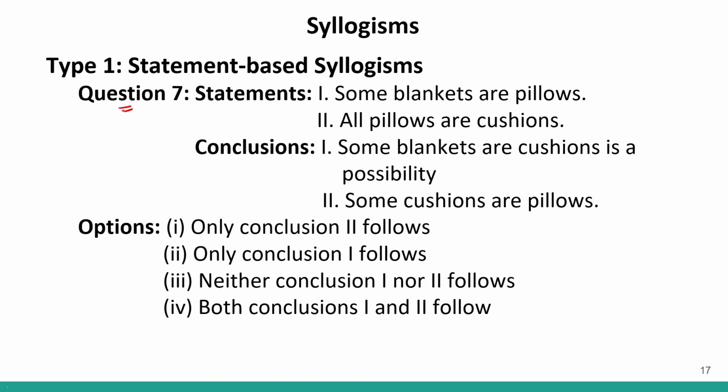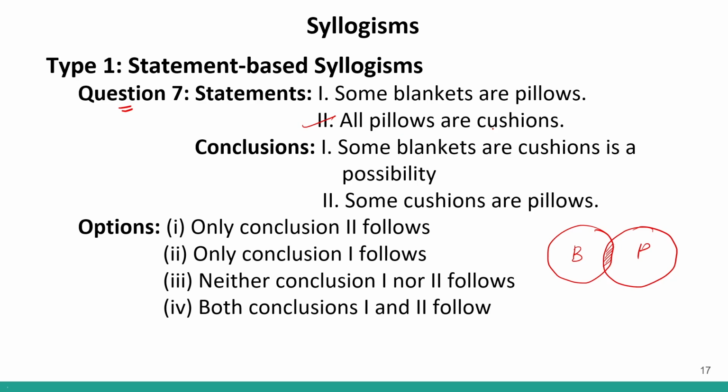Moving on to question number 7. Two statements, two conclusions. Statement 1 says some blankets are pillows. So some blankets are pillows can be represented like this. Highlighted part is this. Some blankets are pillows.